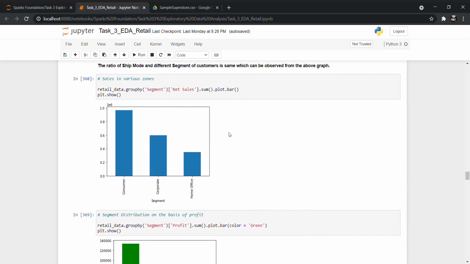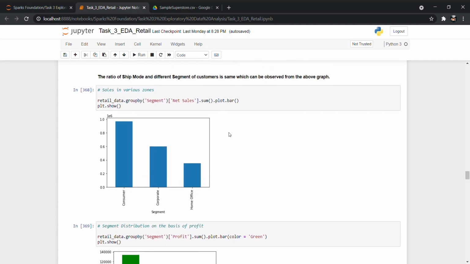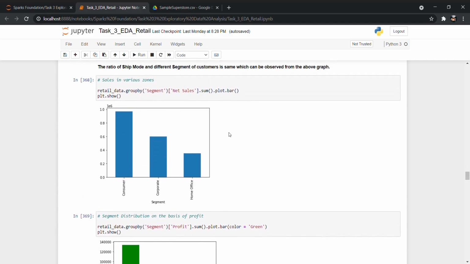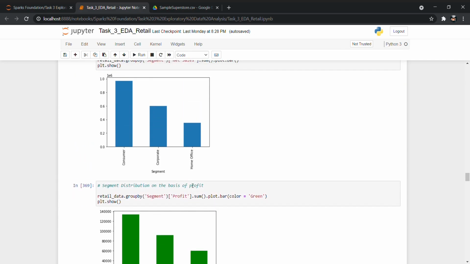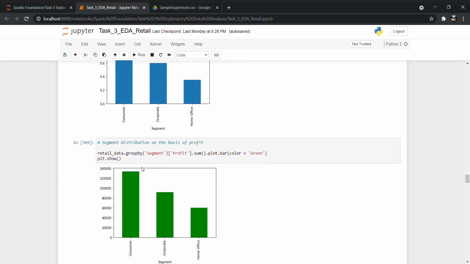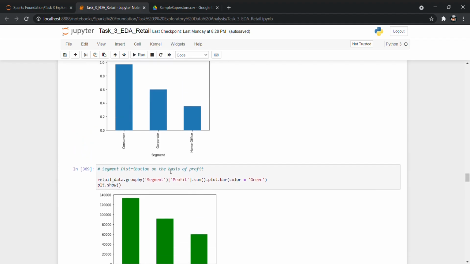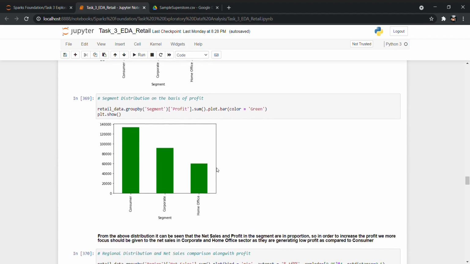Then I have obtained sales in various zones, and have also obtained the distribution of profit in such zones. From these plots you can see the consumer segment has higher sales, and profit is obtained in higher numbers from this segment as compared to corporate and home office.